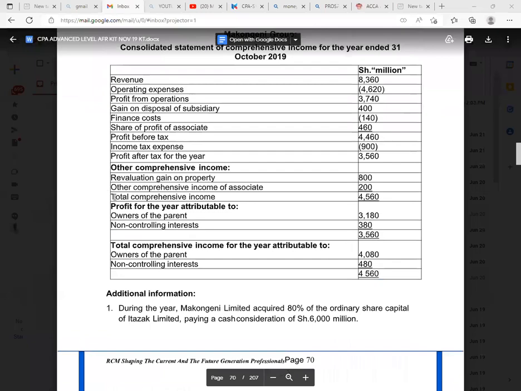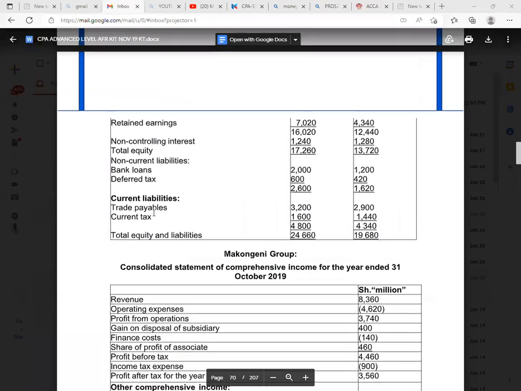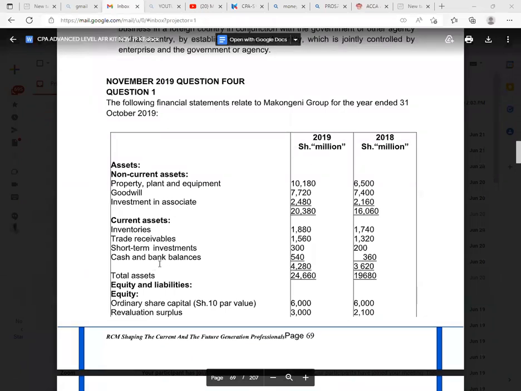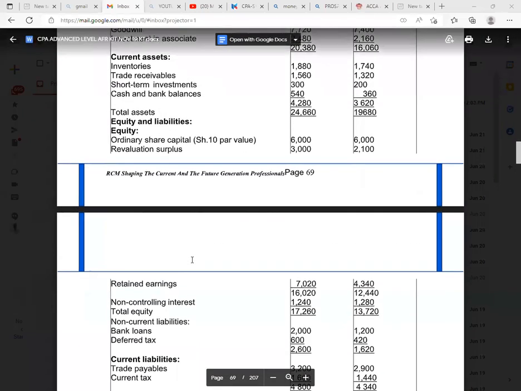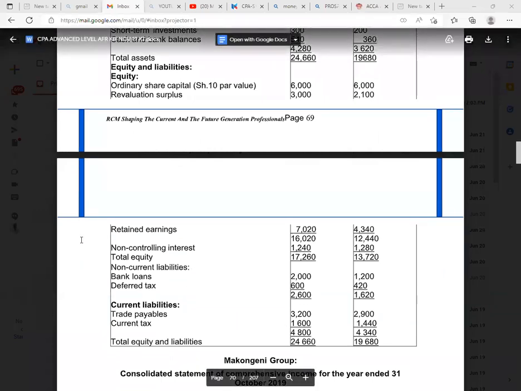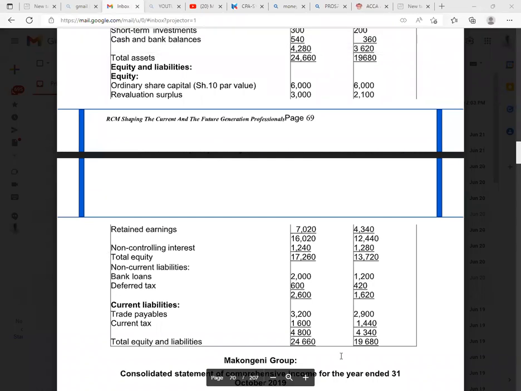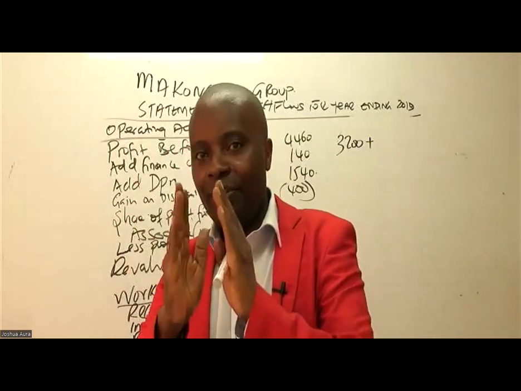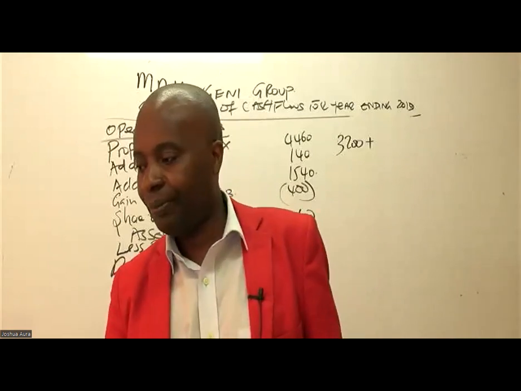So, ladies and gentlemen, for payables, remember it is CO. Payables, you start with closing. So, closing for payables, what do I have here? For payables closing, I can see 3200. So, 3200, remember this is closing. So, I must do things in the reverse. So, for closing, you will come and add the disposed payables. You're doing things in reverse. Closing plus the payables of the disposed subsidiary.